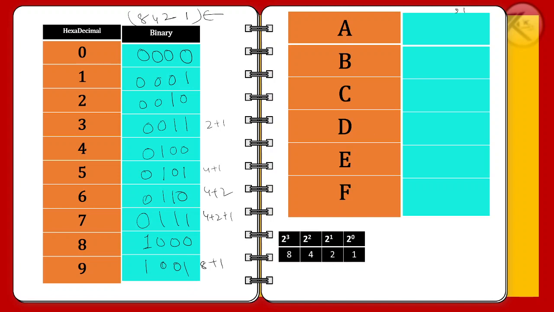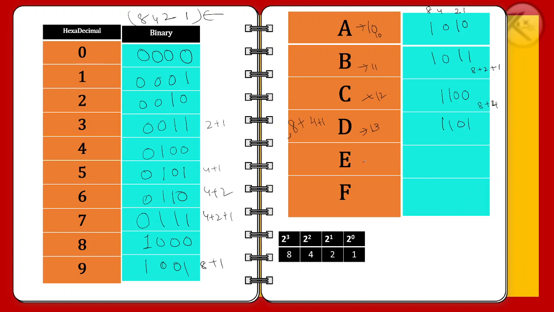Again write here 1, 2, 4, 8. Now A is equivalent to 10 in decimal. So 8 plus 2 will give me 10. B is equivalent to 11. So 8 plus 2 plus 1 will give me 11. Now C is equivalent to 12 in decimal. So 8 plus 4 will give me 12, and the rest of the bits will be 0. D is equivalent to 13. So which bits will add up? 8 plus 4 plus 1. So 1, 1, 0, and 1.